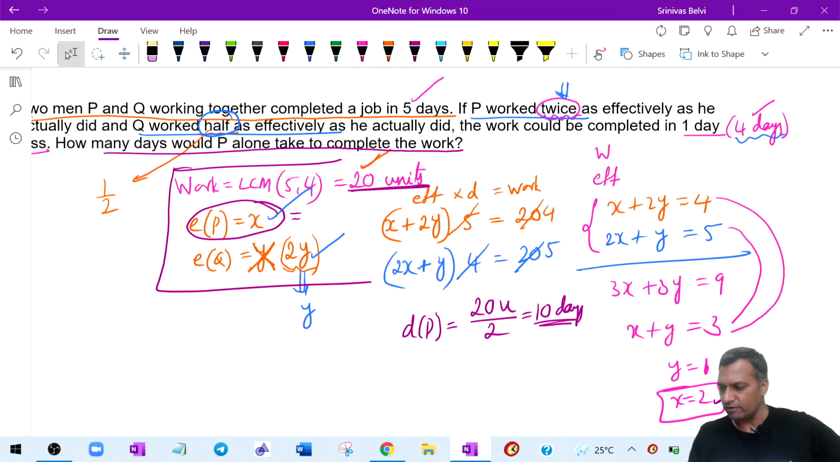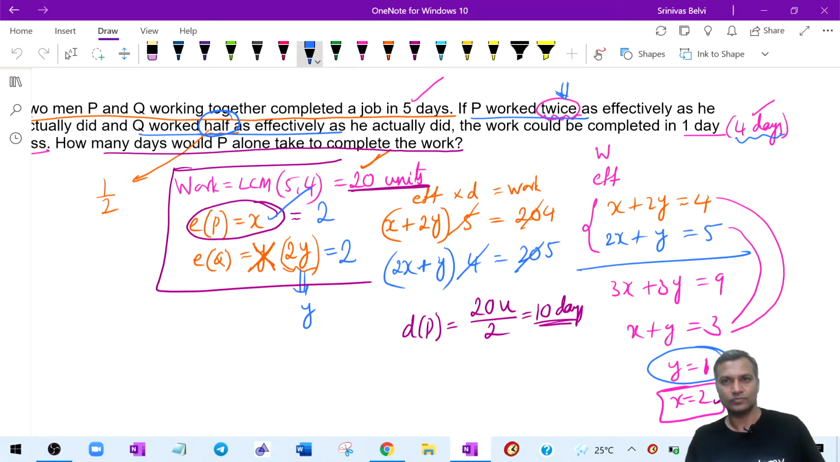Because what is the value of Y? The value of Y is equal to 1. Therefore, 2Y is also 2. This is also 2. Therefore, it worked.